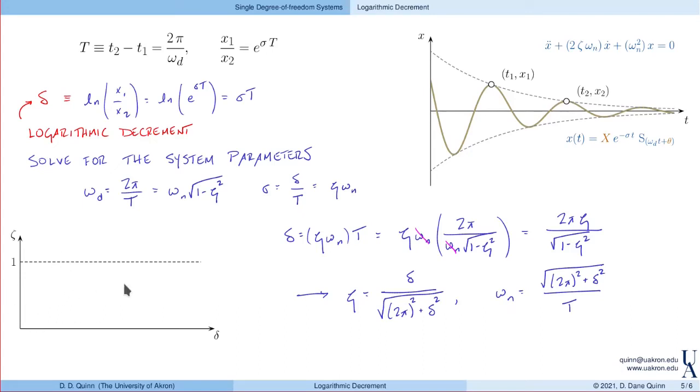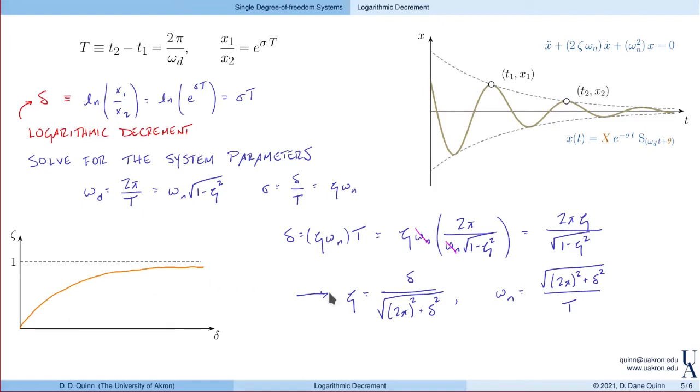So in particular, if I plot the damping ratio as a function of delta, I end up with something that starts off at 0 and approaches 1 as delta increases. Again, if delta is equal to 0, zeta is equal to 0. Well, that makes sense. If there's no damping, then the ratio of successive peaks is 1. Well, natural log of 1 is equal to 0. So again, no damping, I see that zeta is equal to 0, delta is equal to 0 as well. And then the natural frequency would just be 2 pi divided by t, because that's the period of the oscillations.